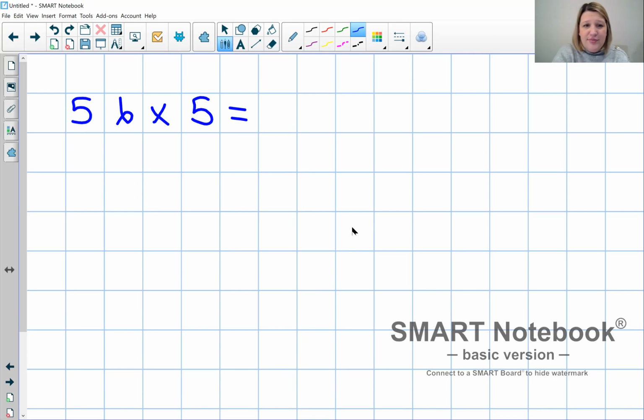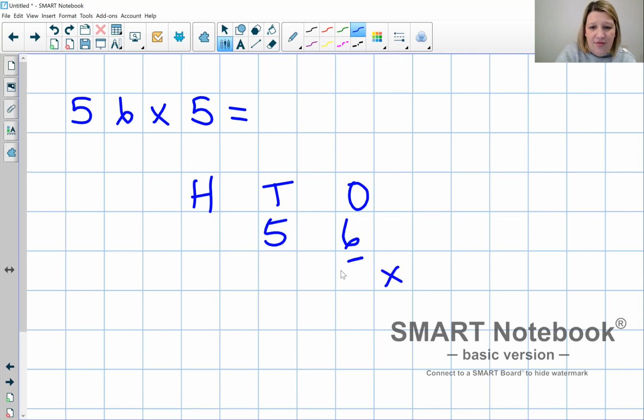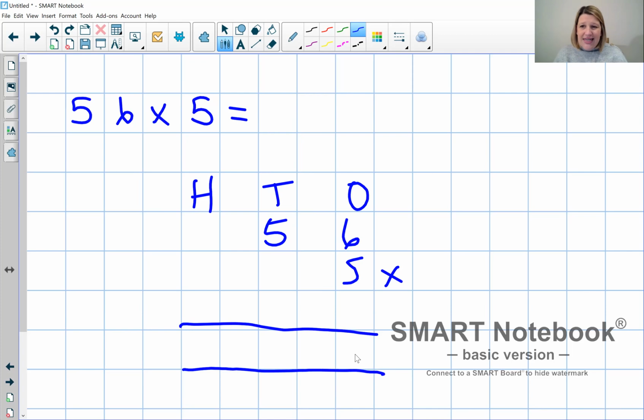So if this was telling me use my formal written method, do my hundreds, my tens, my ones. I do my 56, multiply by 5. Okay, no matter how silly you think it is that you have to go through these steps, the point is that you have to prove that you understand how to use this method. It's as much about knowing that you know how to do it as knowing the answer.